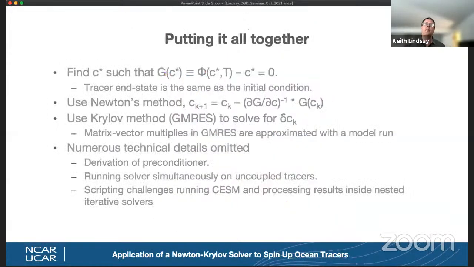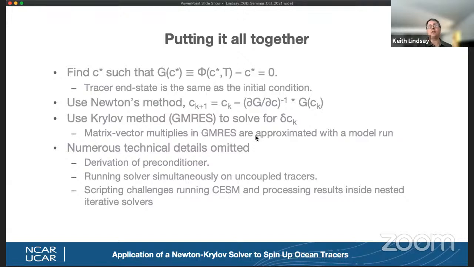Putting this all together, we're solving the system of equations for spin-up. G equals 0. The tracer end state is the same as the initial state. We're using Newton's method, which I've rewritten here, an iterative method to solve this equation. The increment in Newton's method is computed using a nested iterative method, GMRES. And inside GMRES is a model run.